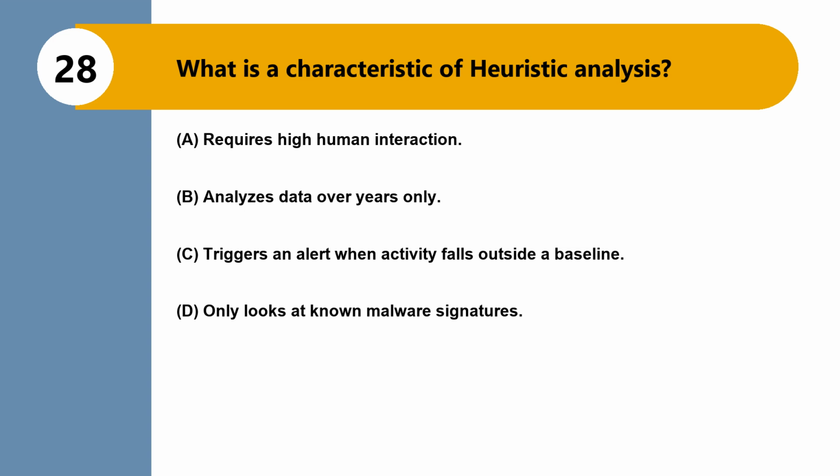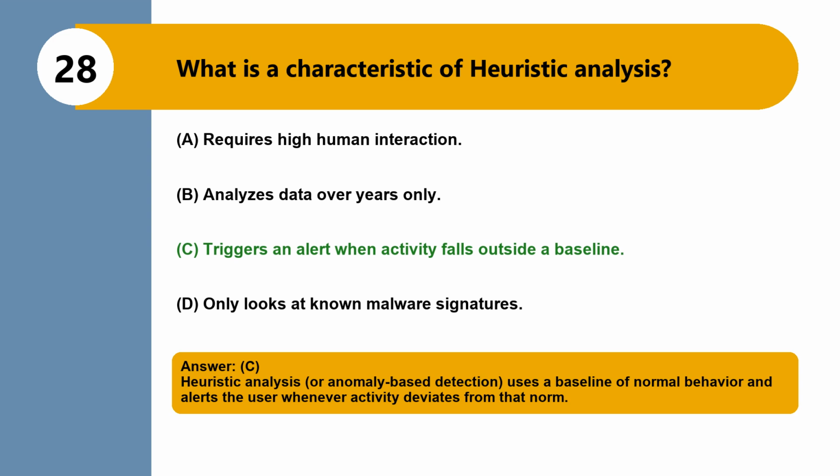Question 28. What is a characteristic of heuristic analysis? Option A, requires high human interaction. Option B, analyzes data over years only. Option C, triggers an alert when activity falls outside a baseline. Option D, only looks at known malware signatures. The correct answer is option C, triggers an alert when activity falls outside a baseline.